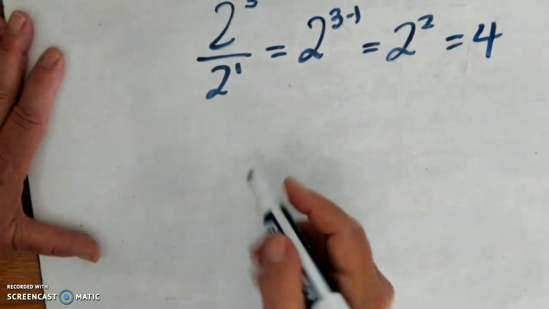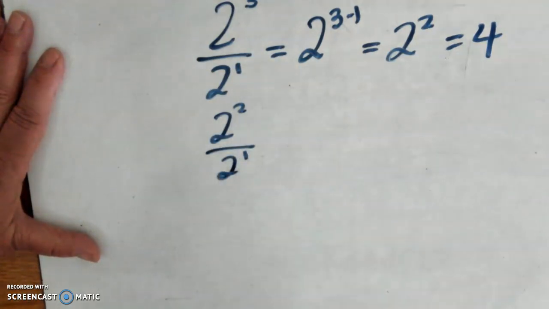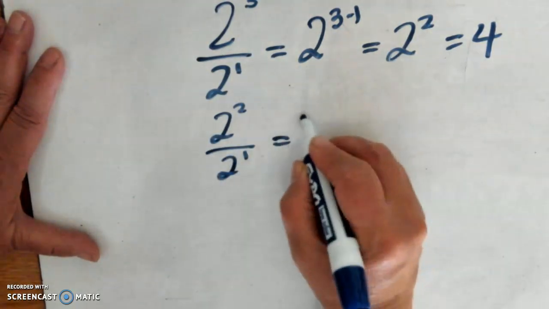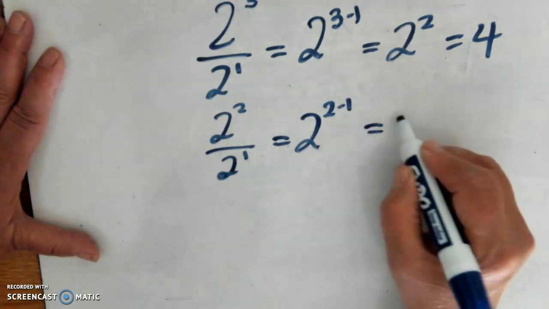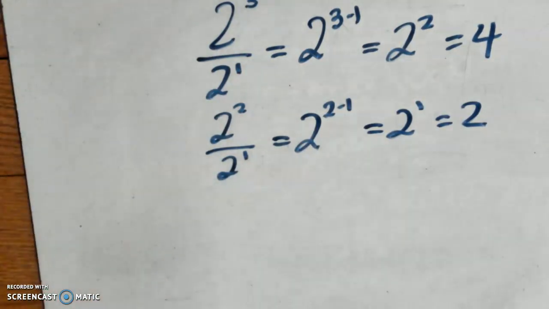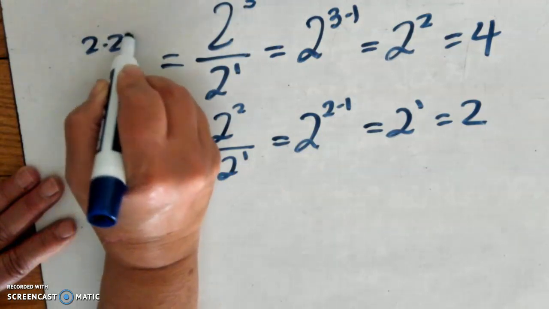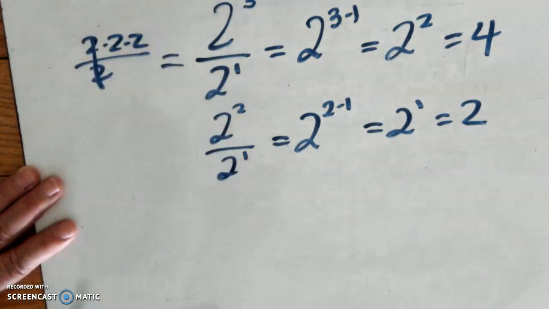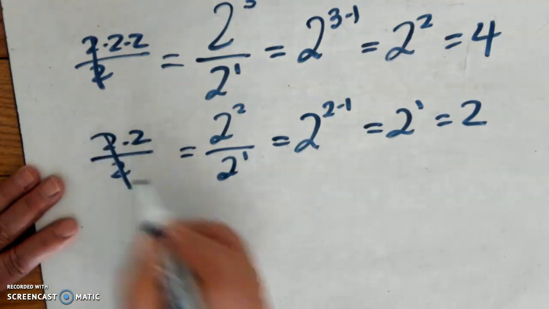Now I'm going to keep going with this same pattern. If I have 2 squared and I'm dividing by 2 to the first power, that's the same as 2 to the 2 minus 1 power, which is the same as 2 to the first power, which is 2, which kind of makes sense. If I expanded this all out, this is 2 times 2 times 2 over 2, that gives me 4. And this is 2 times 2 over 2, that gives me 2.